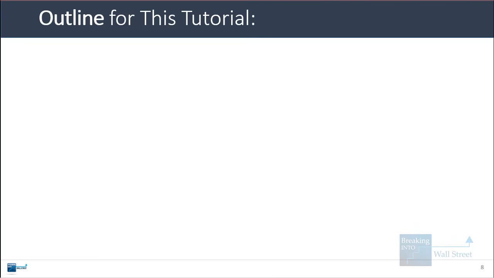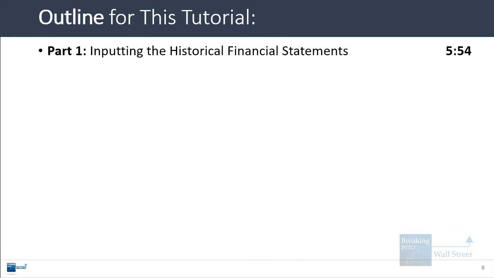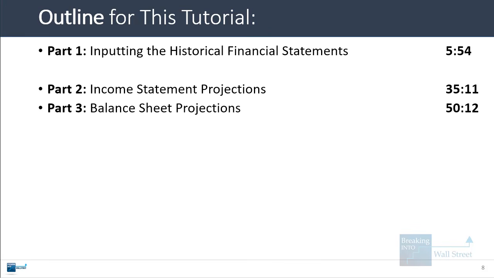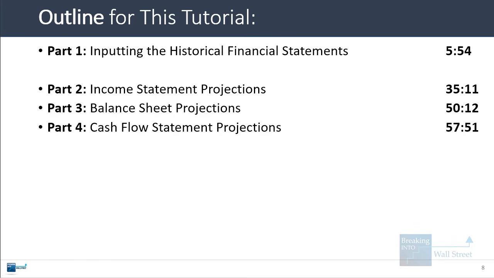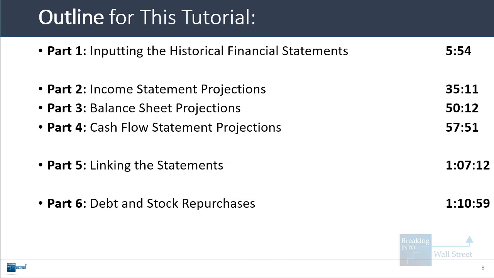This is going to be a very long tutorial because it is a 90-minute case study, and so I'm going to give you the timestamps for everything right here. We'll start by inputting the historical financial statements for this company, Otis. Then we will go through the income statement projections, then the balance sheet projections, and then the cash flow statement projections. Then we will link the financial statements.